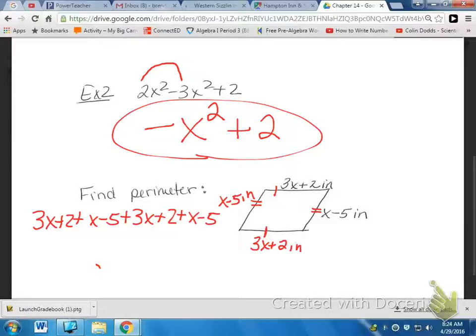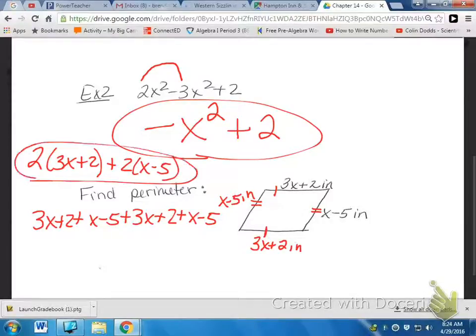Now, what I could have done, since two sides were the same, I could have written it like this also. 2 times 3x plus 2 plus 2 times x minus 5. But I didn't do that because later in the next week we're going to talk about distributing and combining, which we really have done most of that. But I think we're just going to stick with adding them up like I had written first.